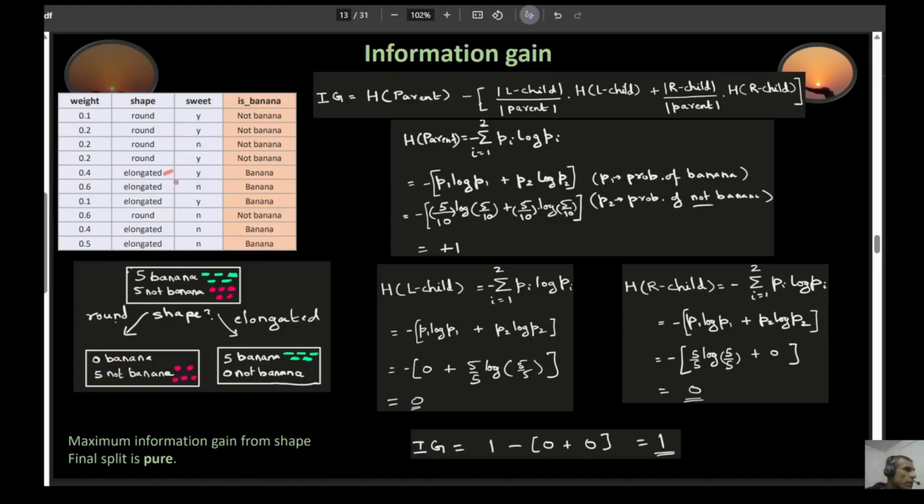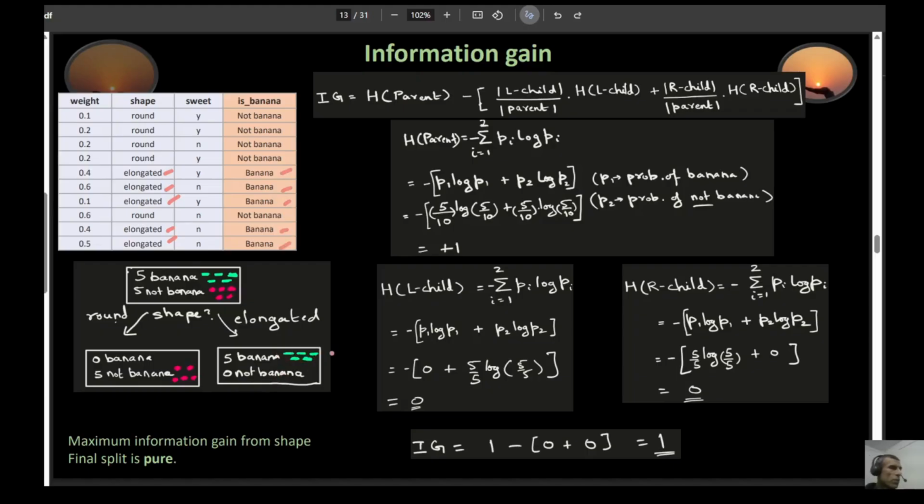Okay, elongated would be this one, this one, this one, this one, and this one. Now out of these 5, how many of them are bananas? There are 5 of them. These all 5. And the rest of them are not bananas. And this is how you get this one: 5 bananas and 0 not bananas.